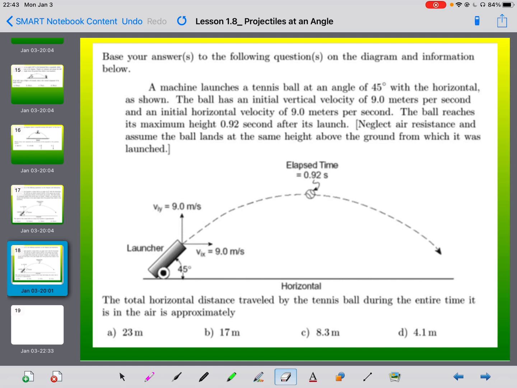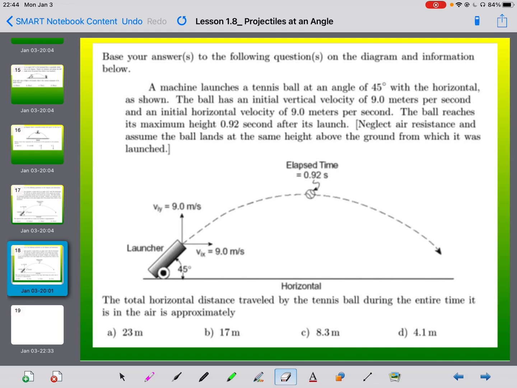Base your answers to the following questions on the diagram and information below. A machine launches a tennis ball at an angle of 45 degrees with the horizontal as shown. The ball has an initial vertical velocity of 9 meters per second and an initial horizontal velocity of 9 meters per second. The ball reaches its maximum height 0.92 seconds after its launch. Neglect air resistance and assume the ball lands at the same height above the ground from which it was launched.